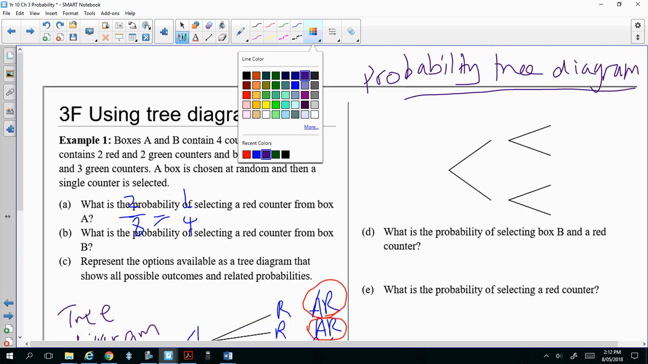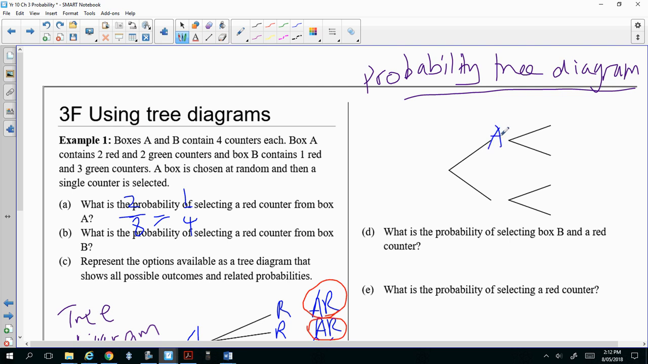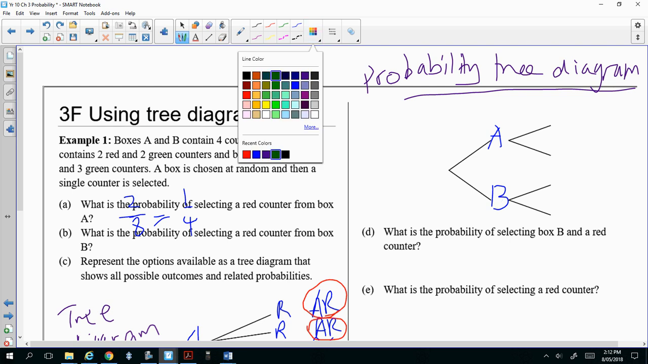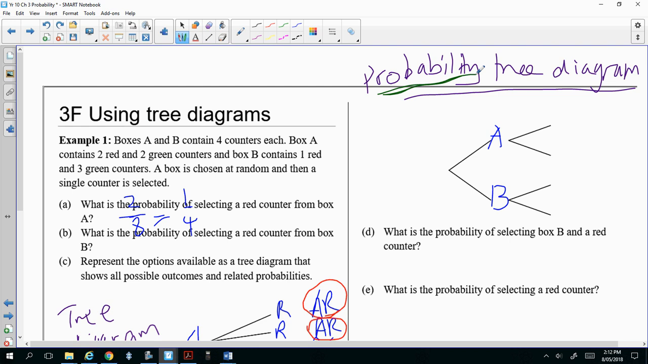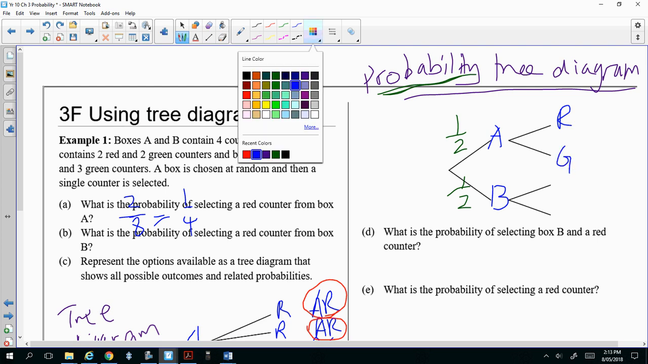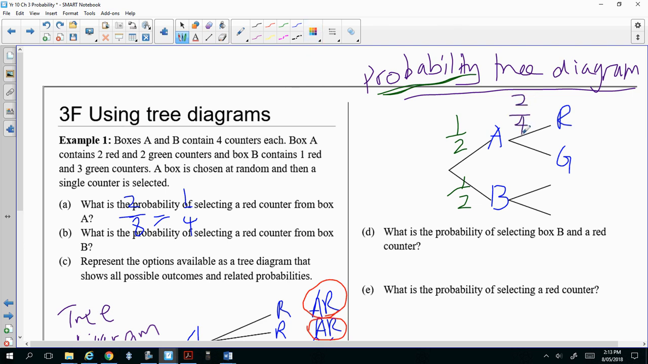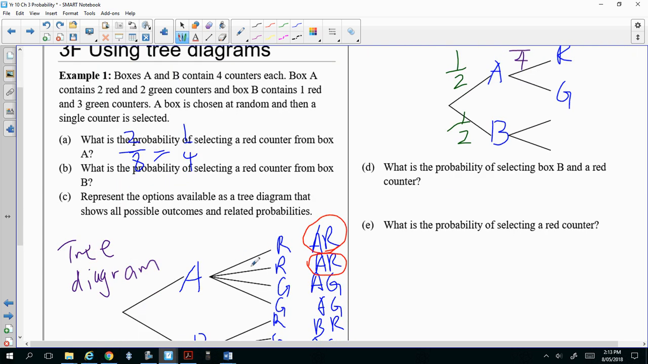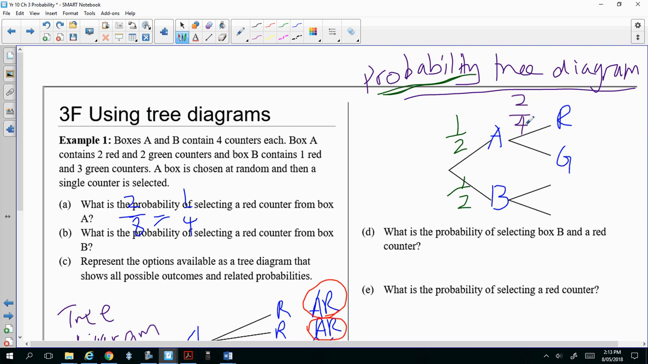So we're going to write this. You still have box A and box B, but the extra thing you have to add is the probability. That's why it's called probability tree diagram. So there's 1 in 2 chance you're going to get A, 1 in 2 chance you select a box B. And then after you select A, it can only be 2 outcomes instead of 4. So there's red and there's green. And on top of that, you write down your chance. So what's your chance of getting a red? There are 2 out of 4. Get it? So instead of drawing 2 lines, 2 red, I write 2 over 4 to represent these 2 lines.